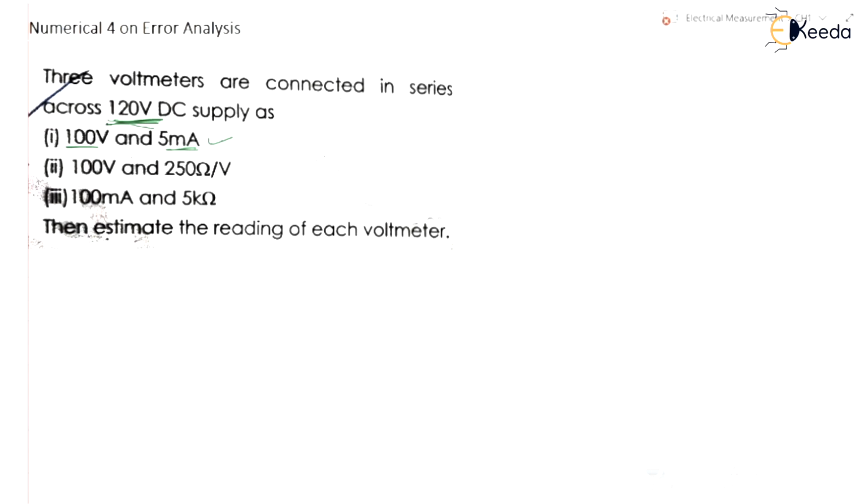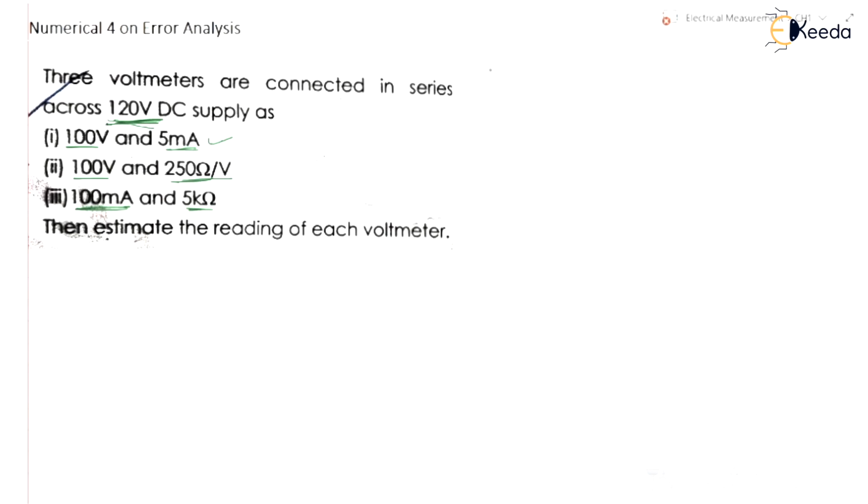Next voltmeter B, that is the second voltmeter, full scale deflection voltage is 100 volt and sensitivity is given 250 ohm per volt. And for the third voltmeter, the full scale deflection current, or the maximum current, is 100 milliampere and the resistance is 5 kilo ohm. It is given. Okay. Then estimate the reading of each voltmeter.